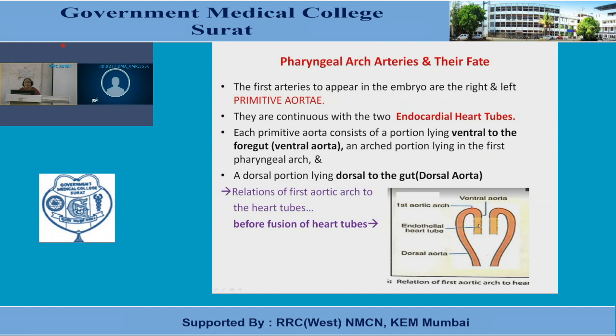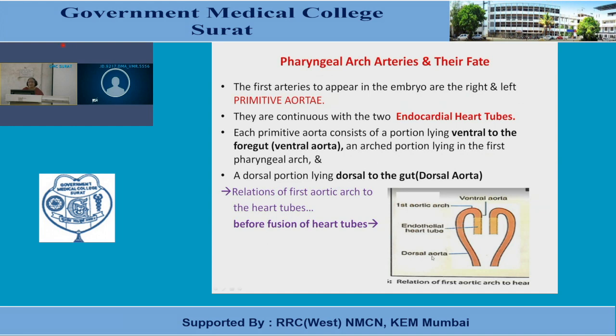Each primitive aorta consists of a portion lying ventral to the foregut, which is called the ventral aorta. You can see in the given diagram, this is the ventral aorta on both sides, which lies in front of the foregut, and which has an arch portion lying in the first pharyngeal arch. So you can see the first pharyngeal arch, right? Now, there is a dorsal portion lying dorsal to the gut, and that is the dorsal aorta.